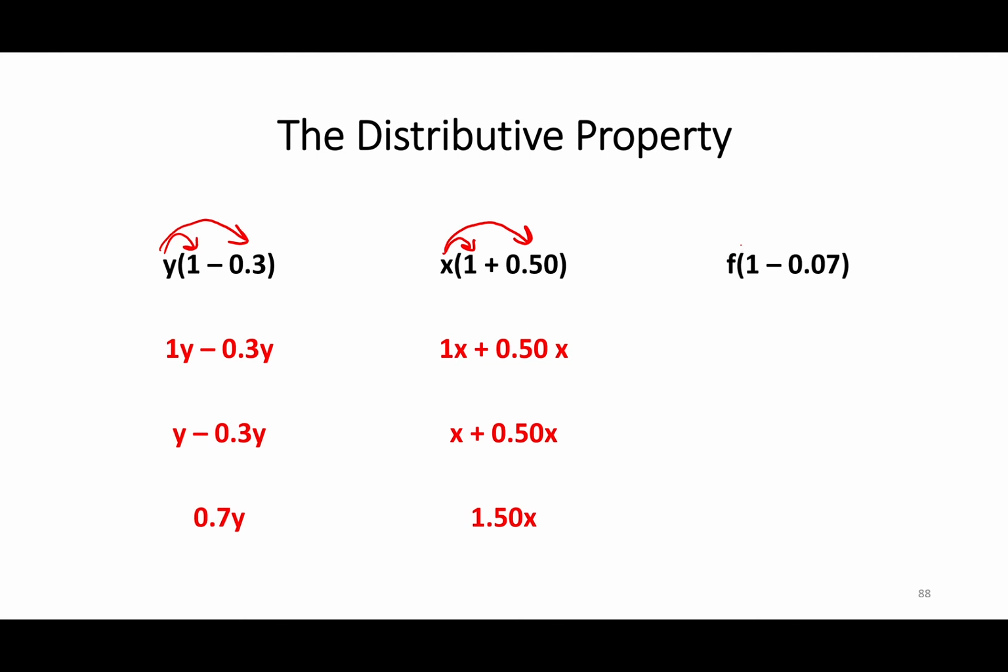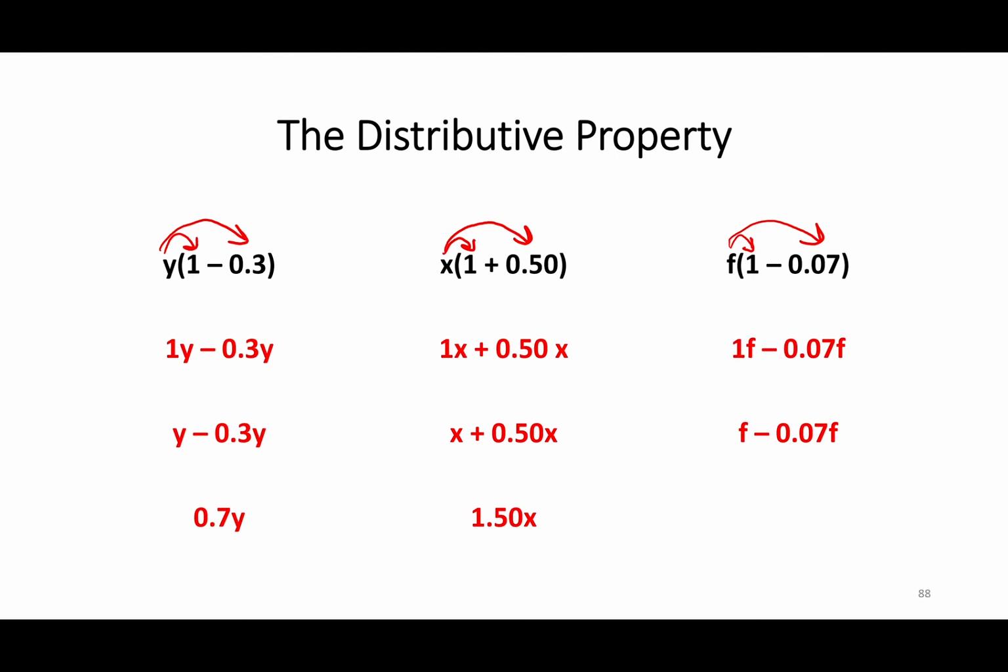Okay, here we are distributing. F times 1 is going to be 1f. F times 0.07 is going to be 0.07f. That's one answer choice. Remember, you can also write the exact same thing without the 1. You can just write it as f minus 0.07f. Both of them are correct.